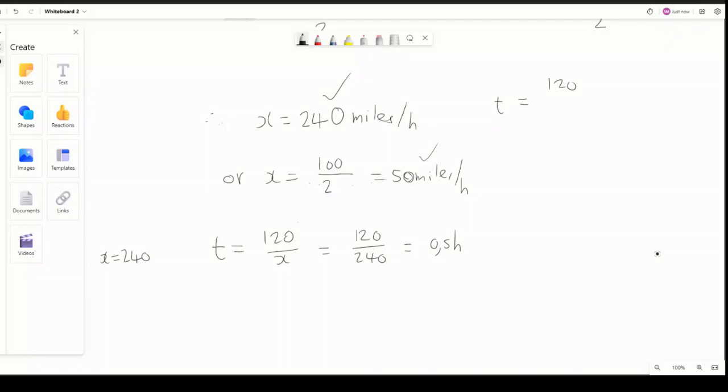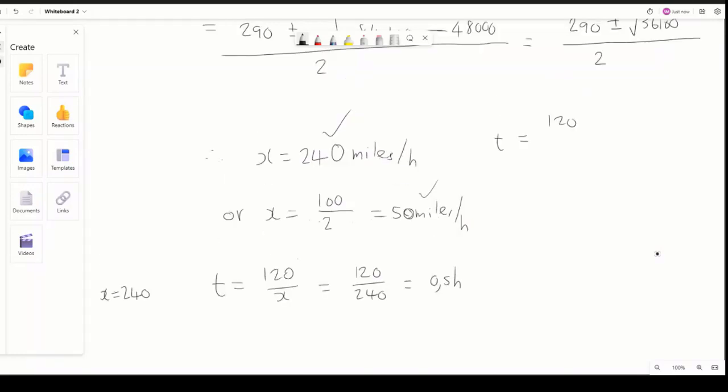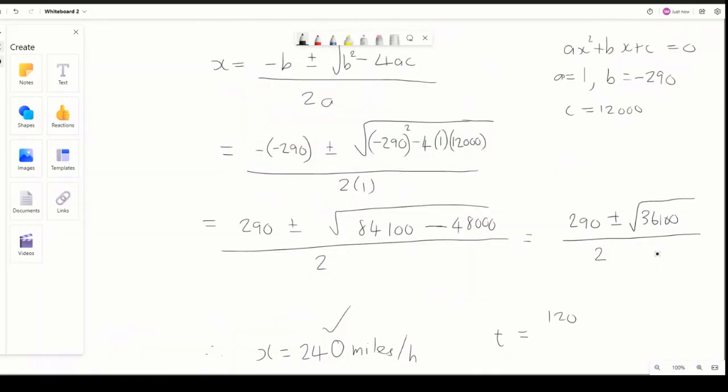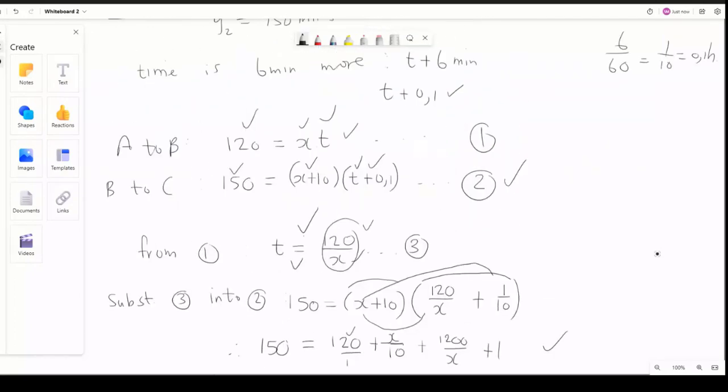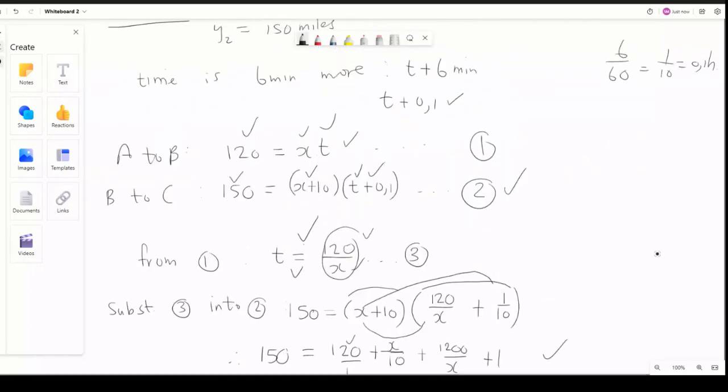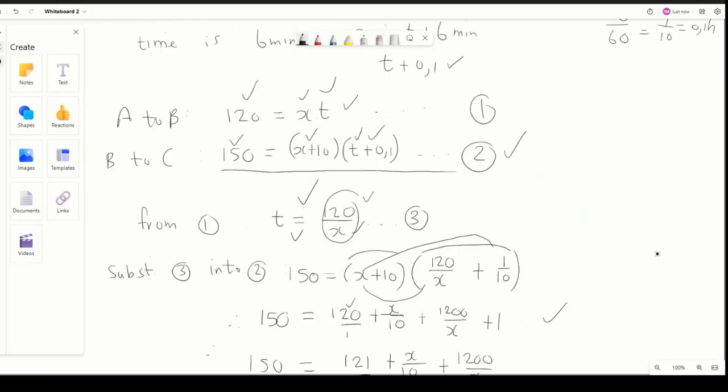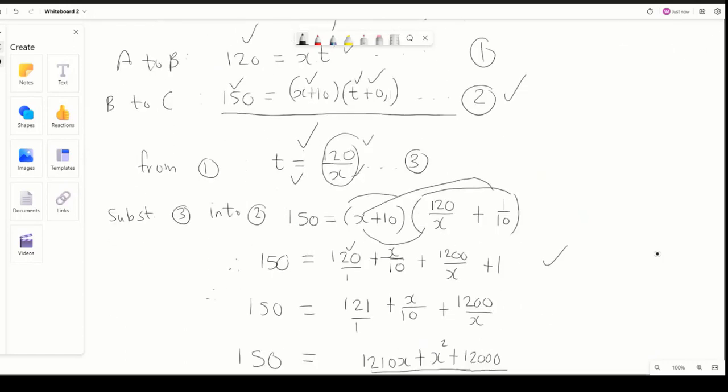So if this person drove between A and B at 240 miles per hour, it took him half an hour to get there, right? But now let's check how it relates to equation number 3. If that is correct, let's check how this will satisfy equation 3, because it must satisfy both equations simultaneously. I'm going to put X as 240 here and T as a half, right? So it's X plus 10 times T plus 0.1.